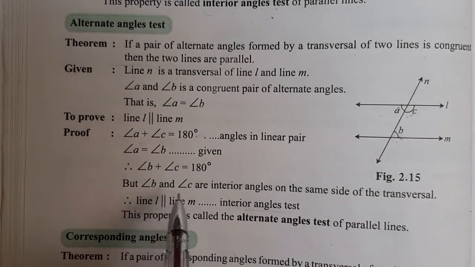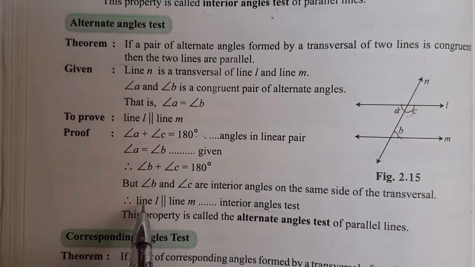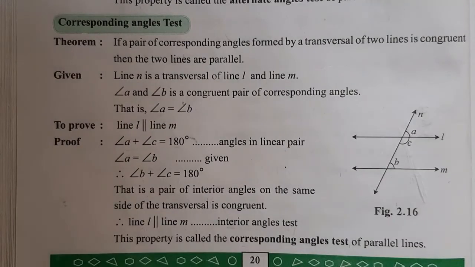But angle B and angle C are interior angles on the same side of the transversal. And already we proved that one. If the interior angles on the same side of the transversal are supplementary, then these lines are parallel to each other. So here we can say that line L is parallel to line M. That is the interior angle test. And this property is called the alternate angle test of parallel lines. Okay, got it all of you? Now one more test we will take.